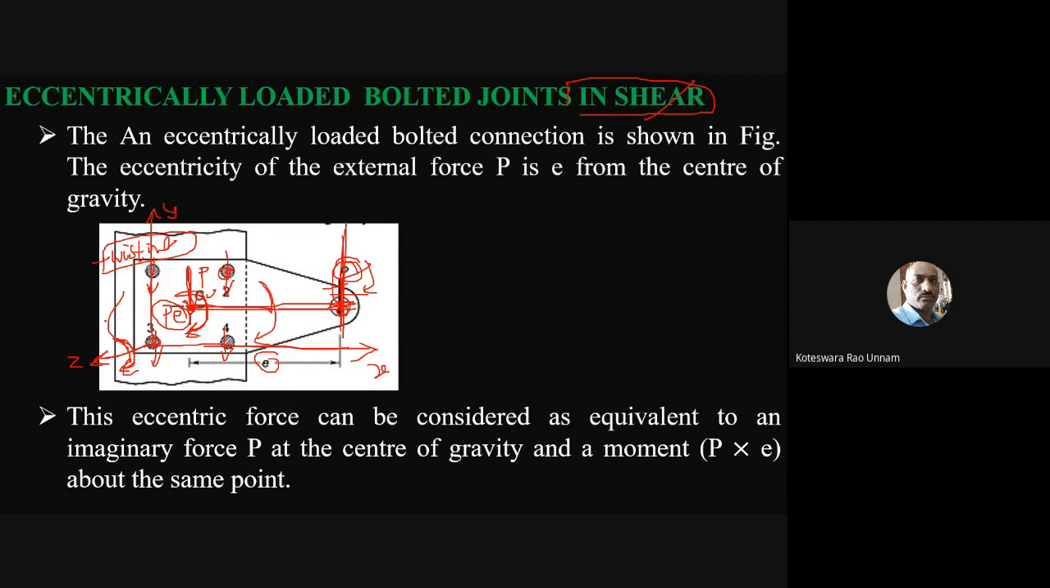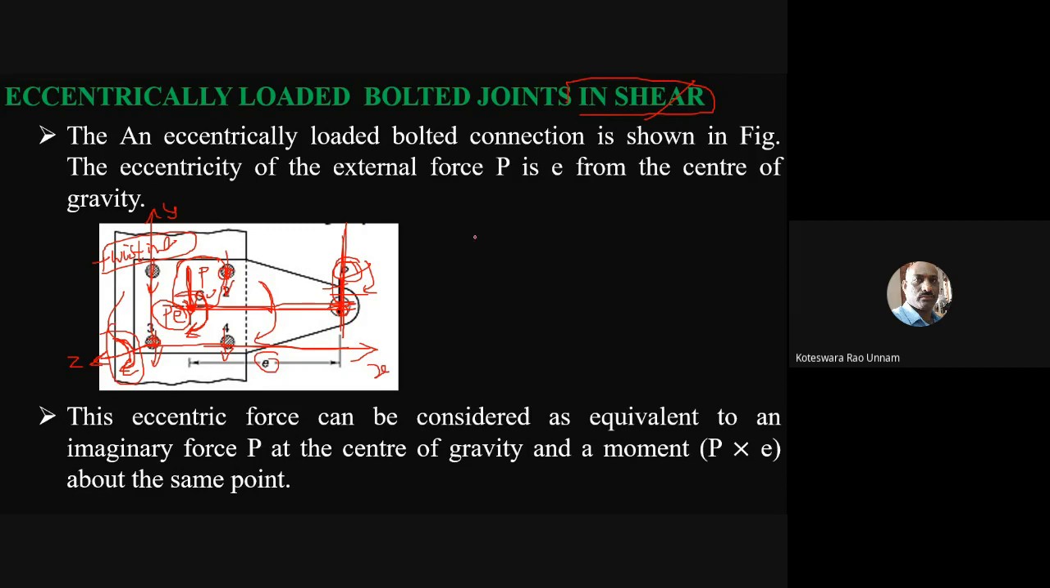Since we have two shear stresses, we'll give them two different names. For this one, we'll call it direct shear or primary shear. For this one, we'll call it secondary shear. This is the primary shear and this is the secondary shear.